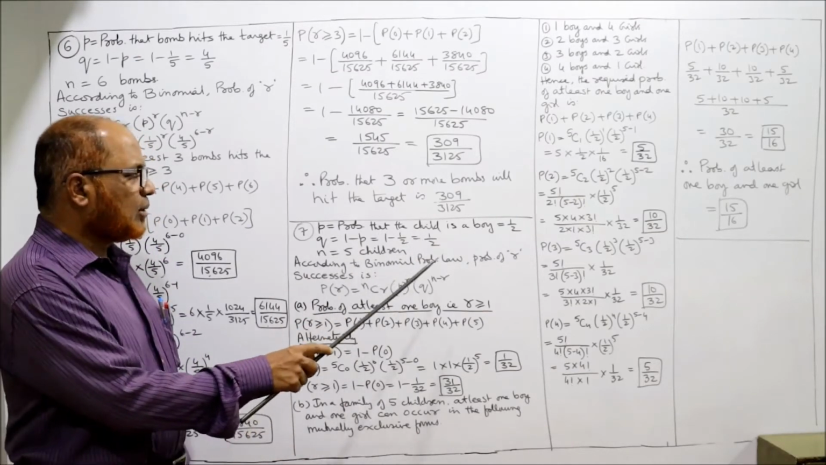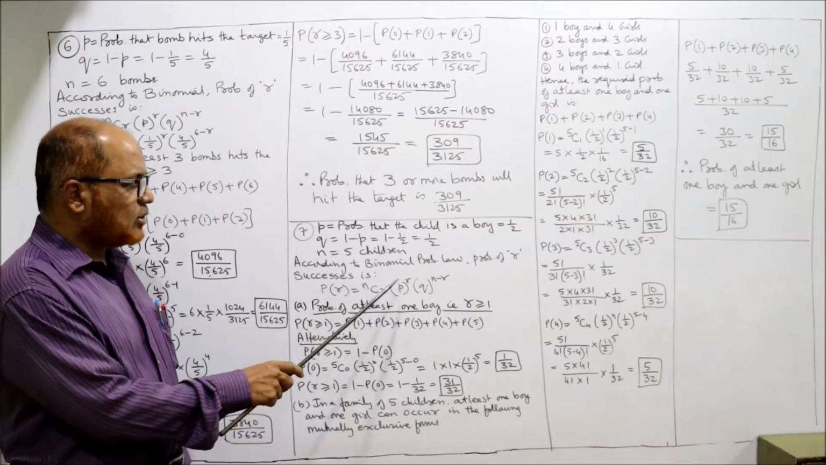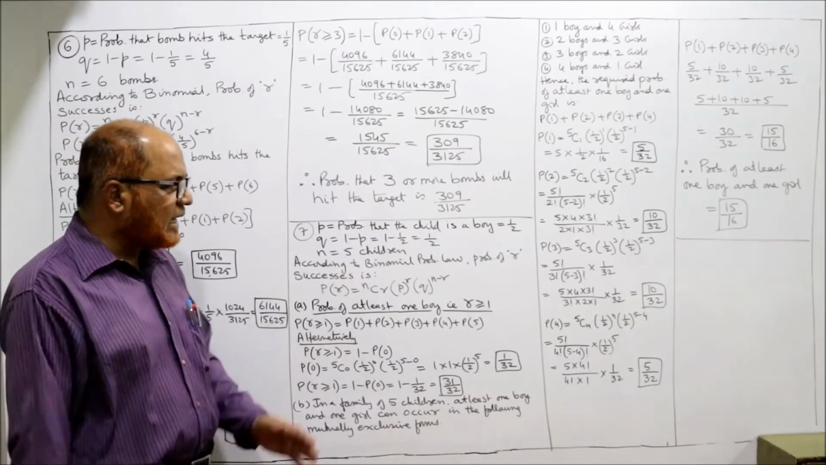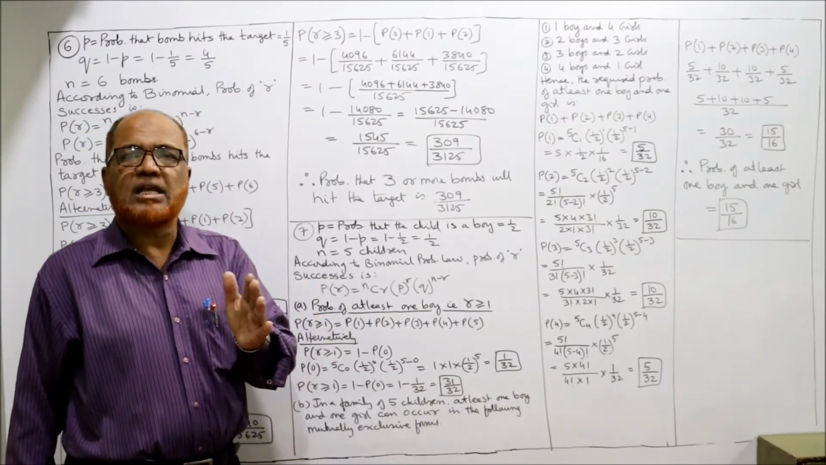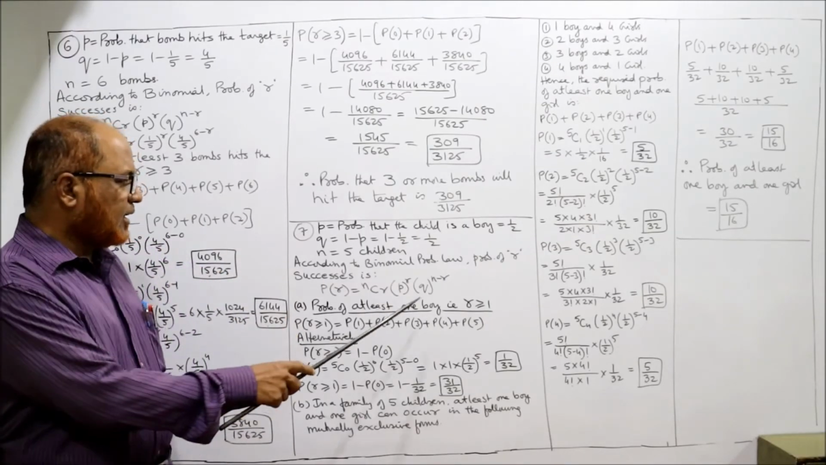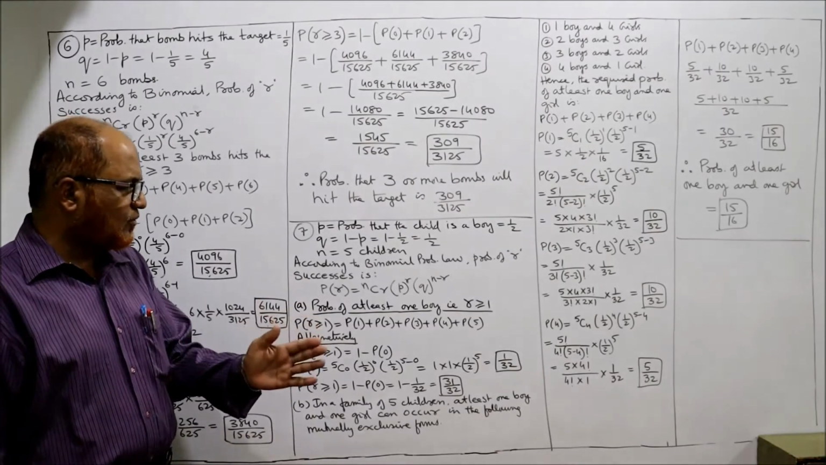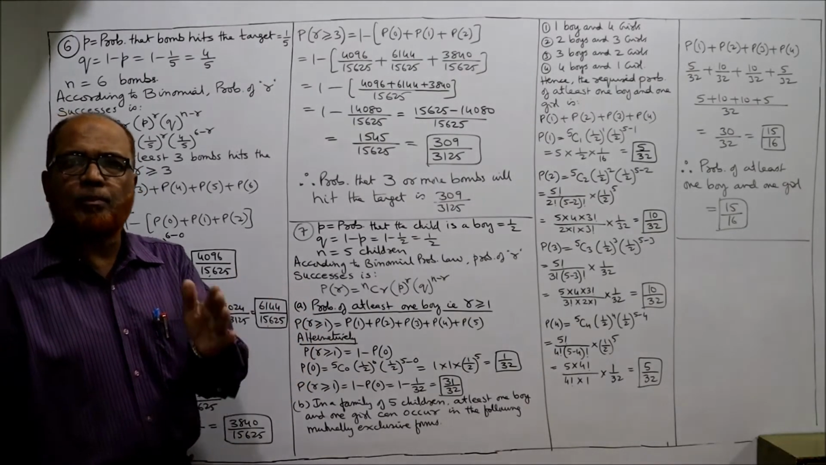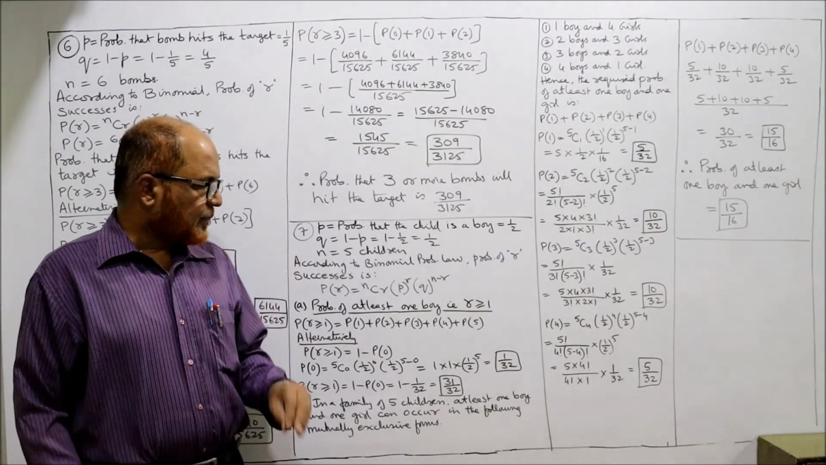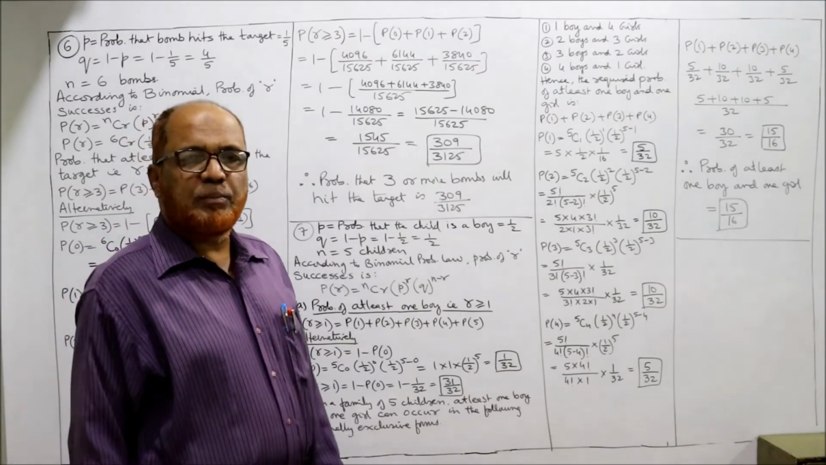Now according to the binomial probability law, the probability of R successes, P of R, is nCr, P to the power of R, Q to the power of n minus R. Now we apply the formula for the probability of at least one boy, that is R greater than or equal to 1. So P of R greater than or equal to 1 is equal to P of 1 plus P of 2 plus P of 3 plus P of 4 plus P of 5. 5 children are there. So this is the required probability, but it's a long, time-consuming process.